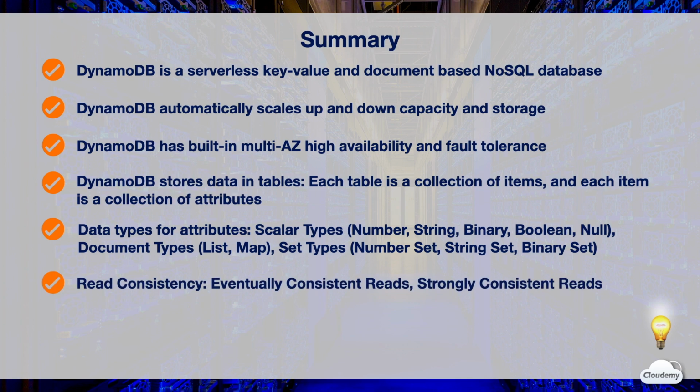DynamoDB supports two types of consistency models, eventually consistent reads and strongly consistent reads. For eventually consistent reads, immediate read after write may return stale data, but eventually it returns the latest data. For strongly consistent reads, read after write immediately returns the latest data.